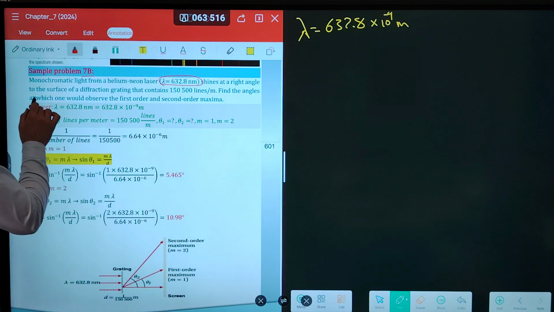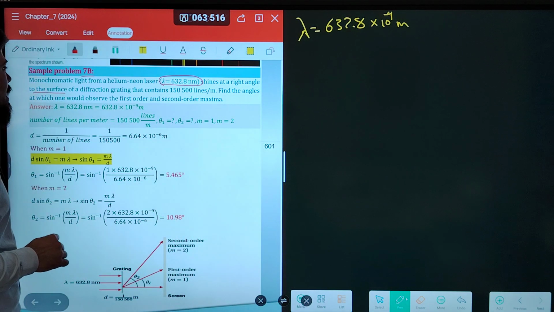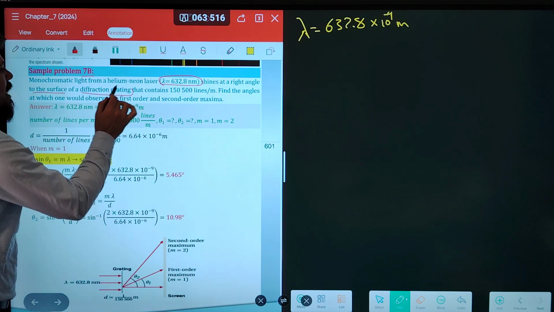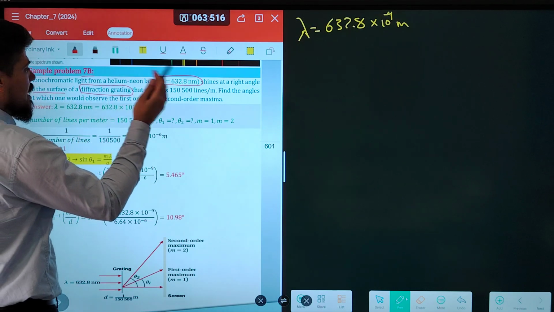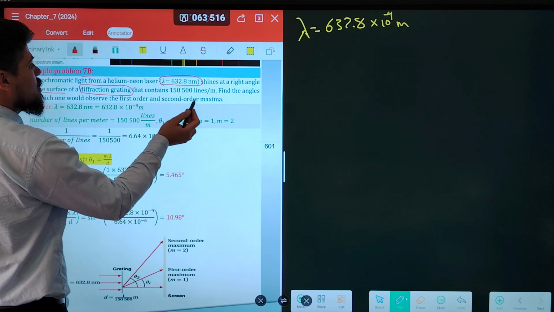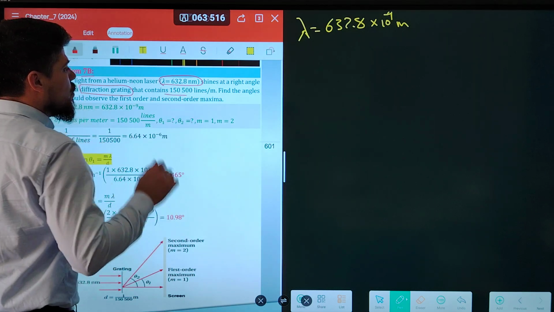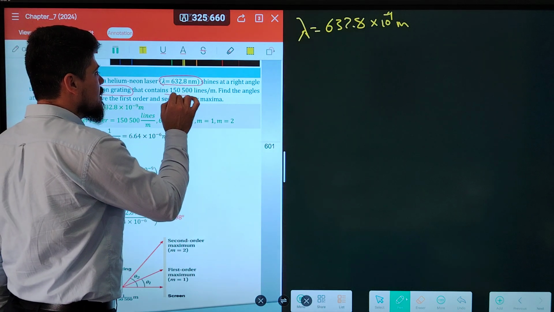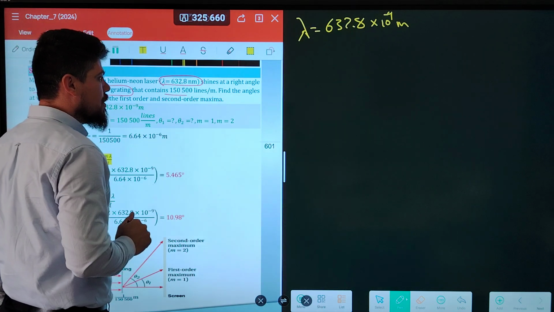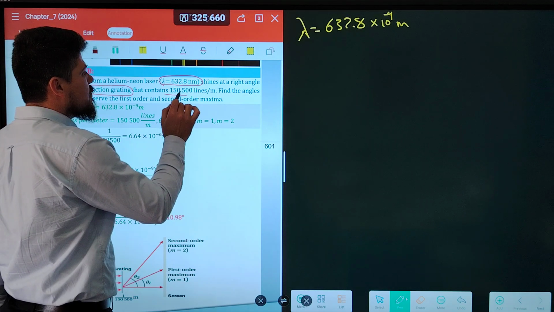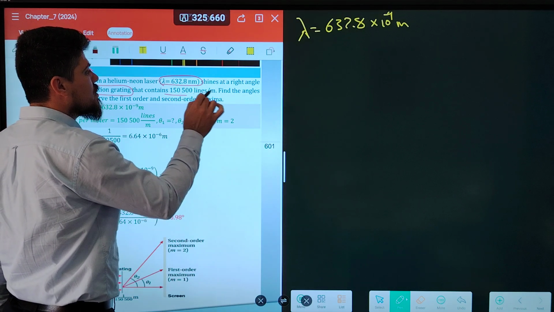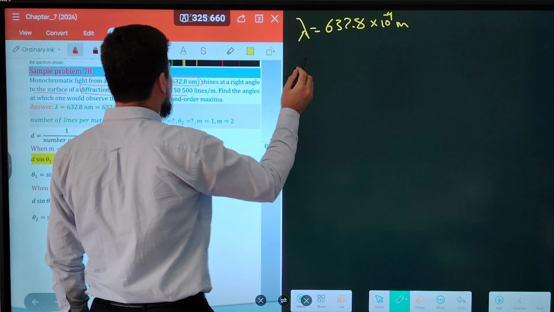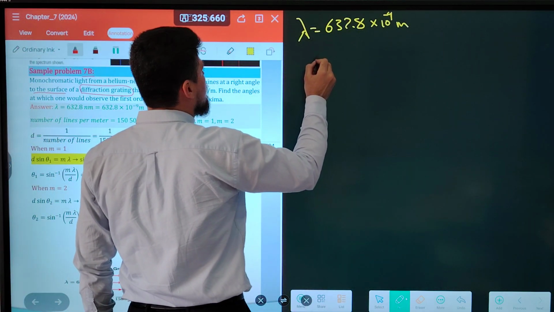The light shines at a right angle to the surface of the diffraction grating, so it is perpendicular to the diffraction grating. What we have is a diffraction grating, a device that diffracts the light, that contains 150,500 lines per centimeter. What is this? This is the number of lines.